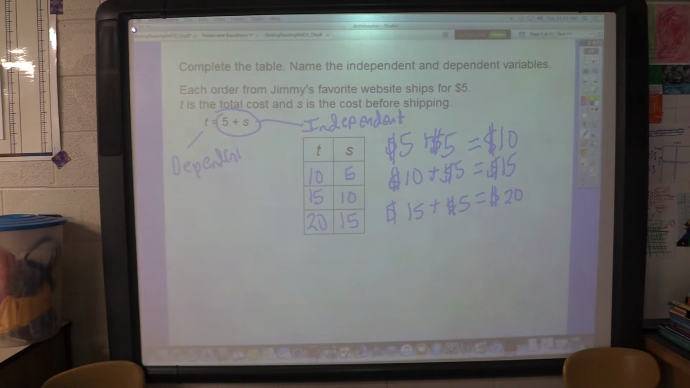So notice that depending on how much he has to pay before shipping and combine that with his cost for shipping, this total price depends on that. So this is our dependent variable, and this cost before shipping is going to be our independent variable. And if I could go back here, I'm going to go ahead and just circle the cost before shipping is the independent variable, the cost before shipping.